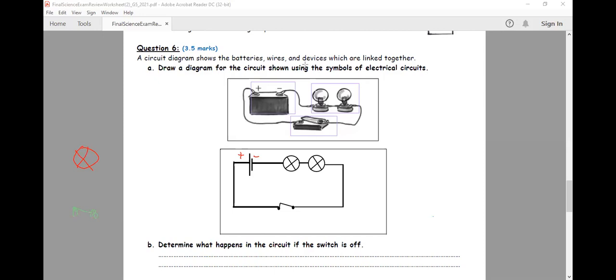This is our diagram. So just to make sure, this is a battery. These are two light bulbs. I close the switch and we have the wires connecting all the electrical components together. Determine what happens in the circuit if the switch is off. So the switch is open. What happens to the circuit?